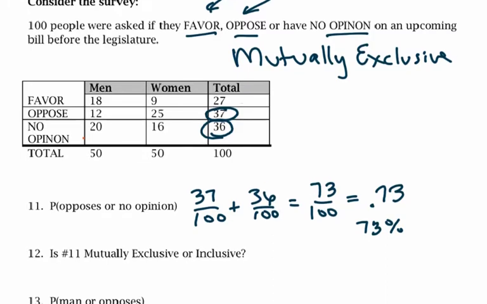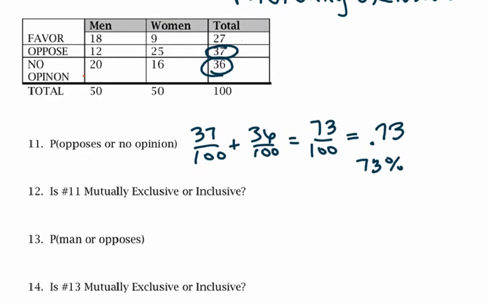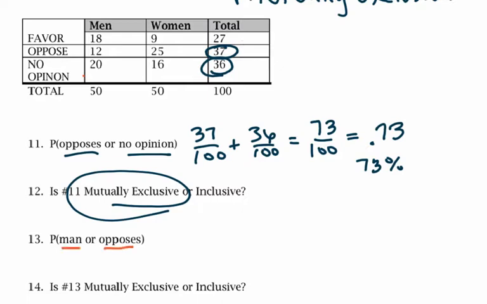Number 12, it says, is number 11 mutually exclusive or inclusive? So we've already said you can't be opposed and have no opinion at the same time. So these are mutually exclusive. Okay, what's the probability that you choose a man or you choose someone that opposes? So what's the probability that you choose a man? 50 out of 100 were men. What's the probability that you choose somebody that opposed? That's 37 out of 100.